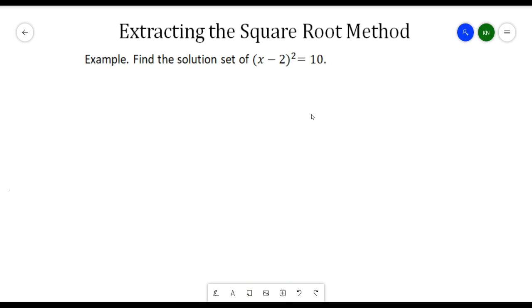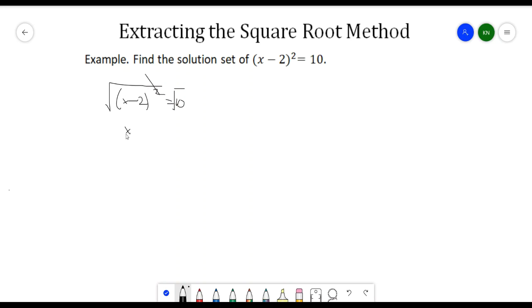So for the example we have here, find the solution set of x minus 2 squared is equivalent to 10. This is really easy. So again, we have x minus 2 squared is equivalent to 10. Now, in order for us to eliminate the exponent or the squared, we just have to square root both sides. That is what we call extracting the square root. So we have a square root and squared that can be cancelled.